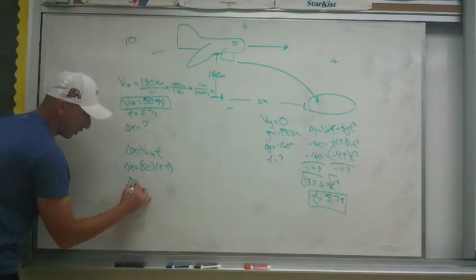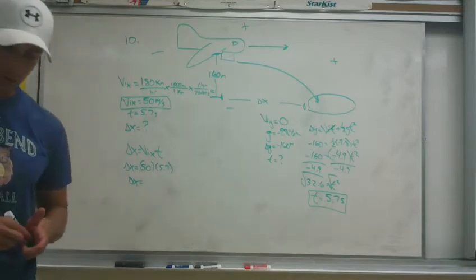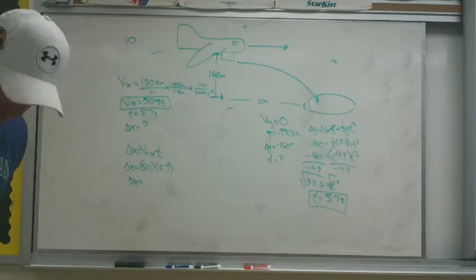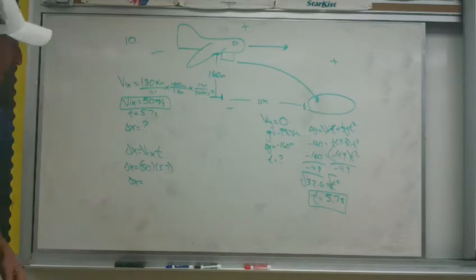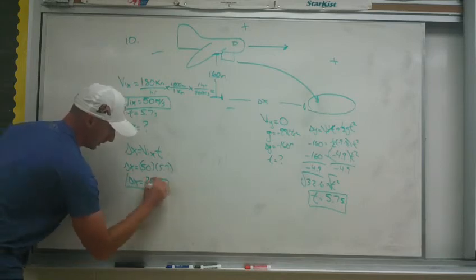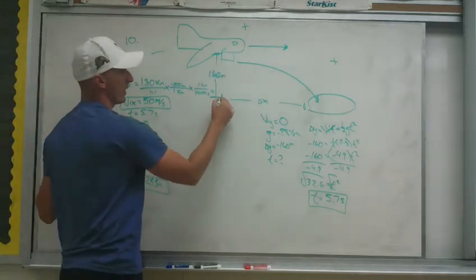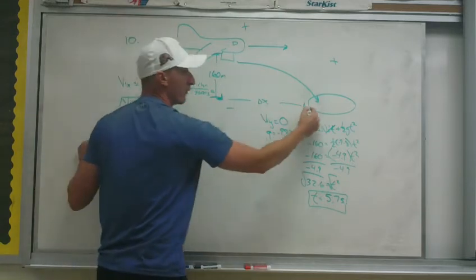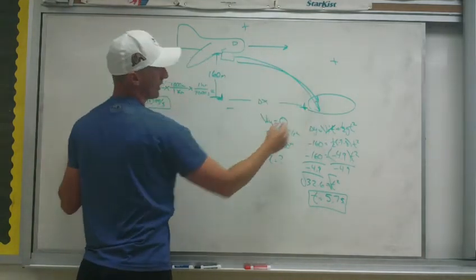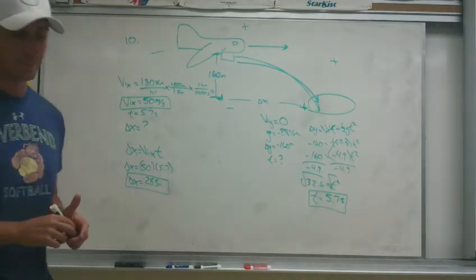So we have to drop the package 50 times 5.7, which gives me 285 meters. We're going to have to drop the package 285 meters in front of the island so that the package falls and hits the island. All right? Good.